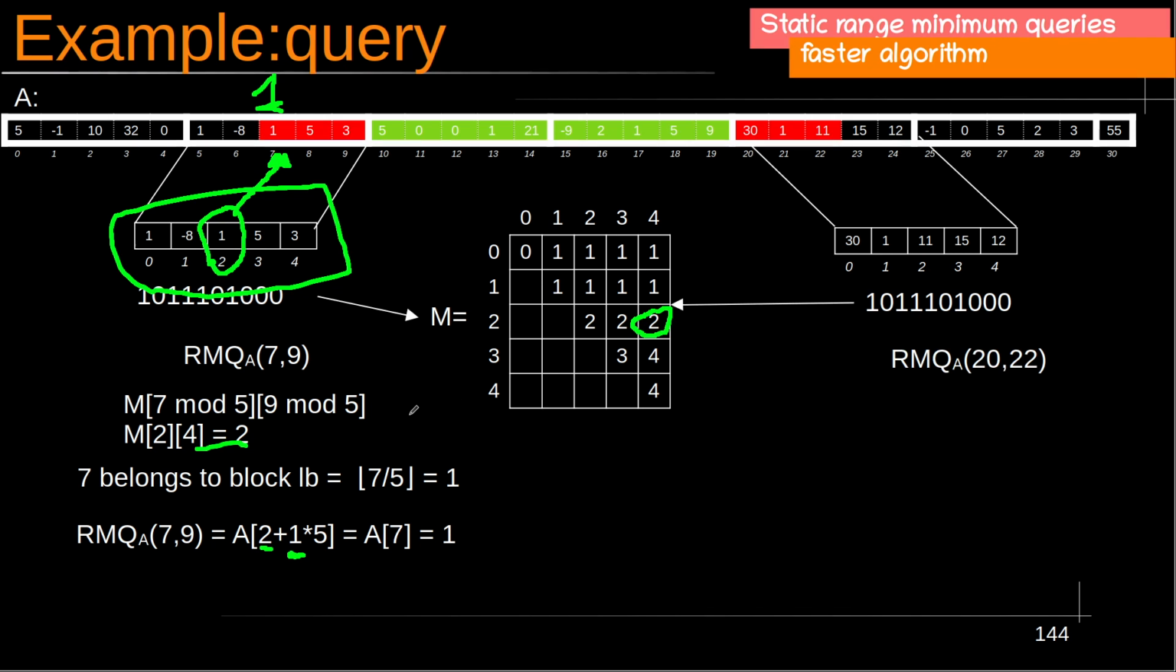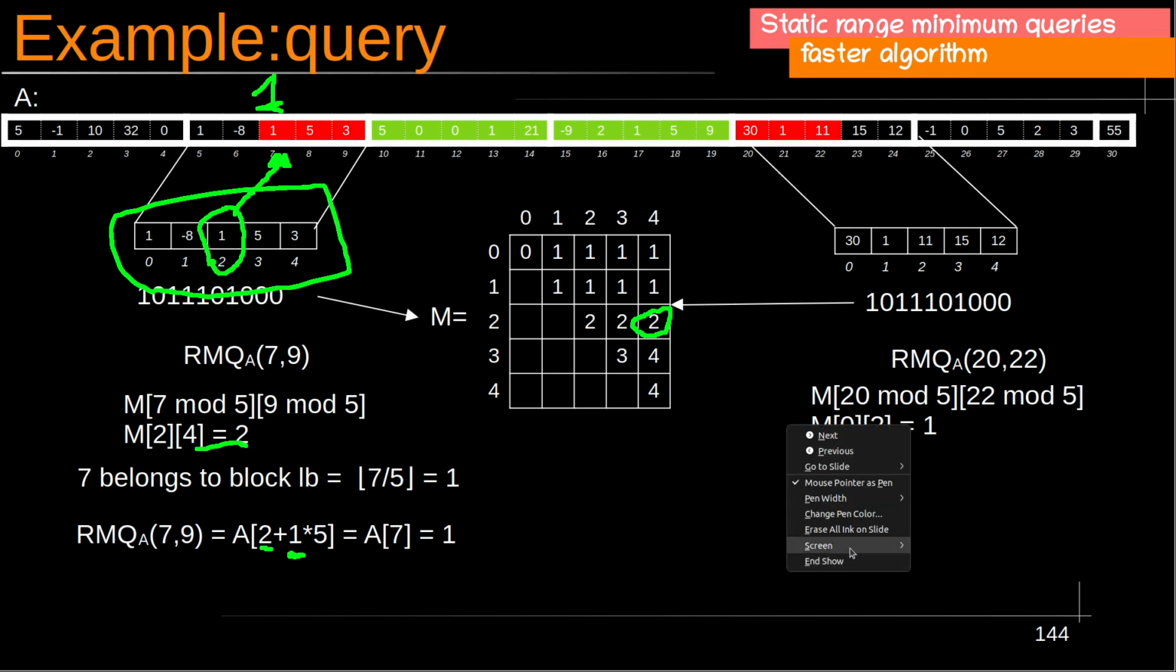We do the same for the RMQ on the right side, from 20 to 22. Let's see it. First, we get the position in the matrix. Let's change the color here.